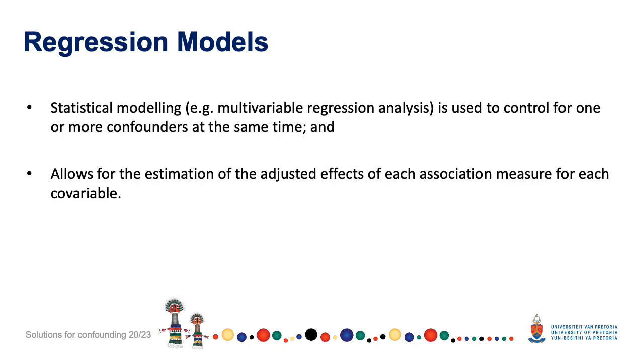Finally, regression modeling or regression analysis is a very common and popular way of dealing with confounding in observational studies. So you can control for one or even more confounders at the same time, and it allows you to estimate the adjusted odds ratios for each association measure and each covariable. You're going to learn more about this in HME 712. Right towards the end of that module, we cover linear and also logistic regression.